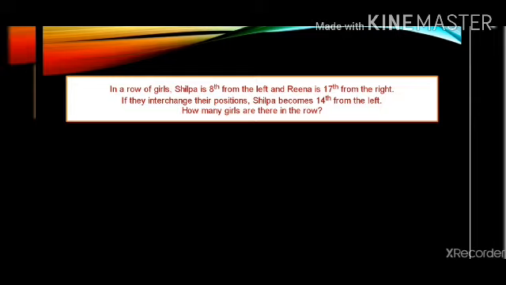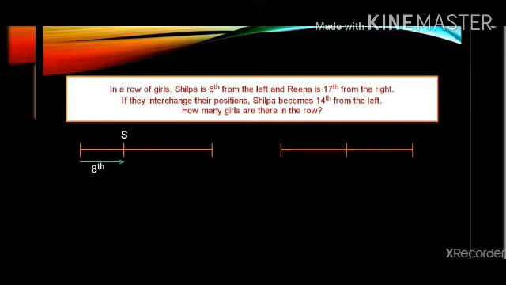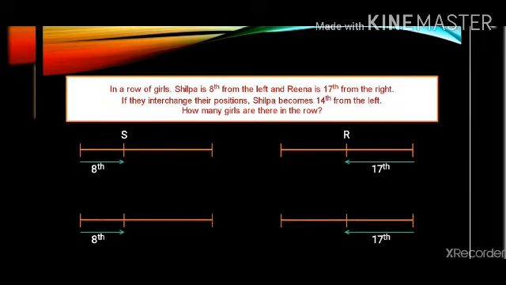Now, for this question, let us take the information piece by piece. First, I am being told that Shilpa is 8th from the left and Reena is 17th from the right. Now, when they interchange their positions, every other thing will be the same, only their places will be interchanged. So for interchanging the places, I am not doing anything else, just replacing their names. Instead of Shilpa I'll write Reena, and instead of Reena I'll write Shilpa. See, I have not changed anything else in these diagrams, only their individual places are changed.